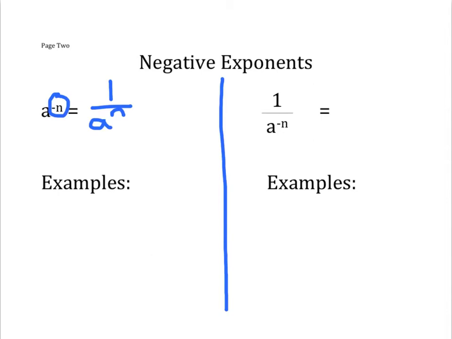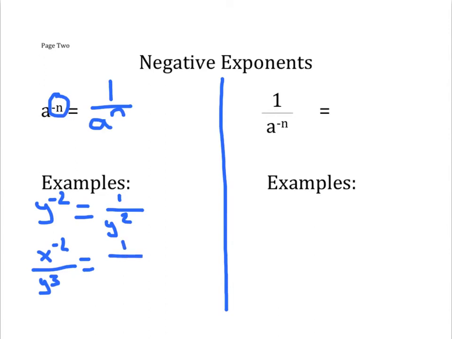So a couple examples. If we have y to the negative 2, that's going to be the same thing as 1 over y squared. If we have x to the negative 2 over y to the 3rd, that's going to be the same thing as 1 over x squared y to the 3rd.